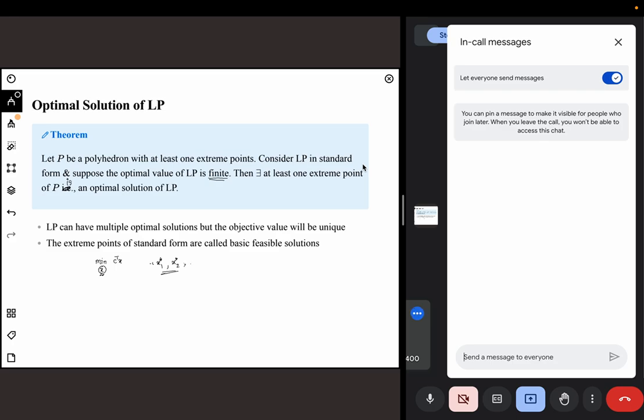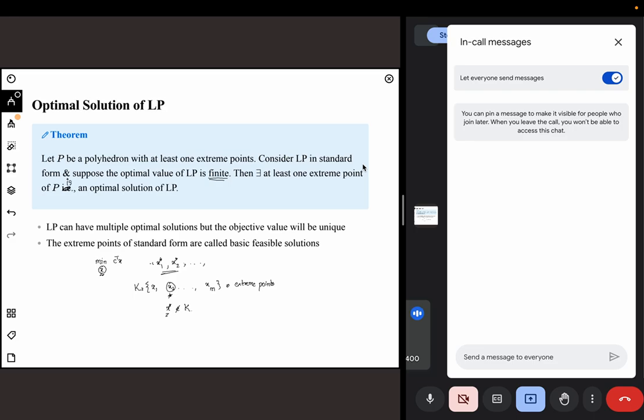So if you have, say, these as my extreme points, maybe this is an optimal solution. Maybe there is some other point X1 star which doesn't belong to the set of extreme points, and that could also be an optimal solution. We are not talking about that point. So there can be points which are not extreme points and still are optimal solutions.